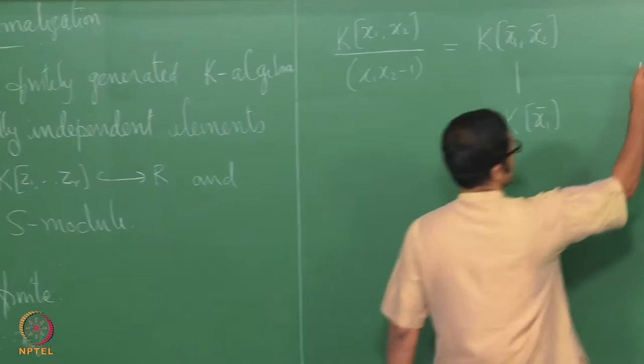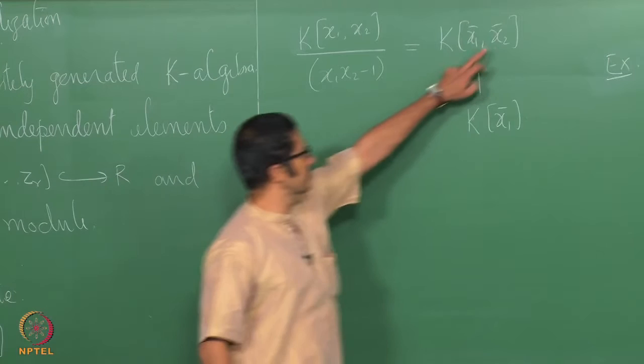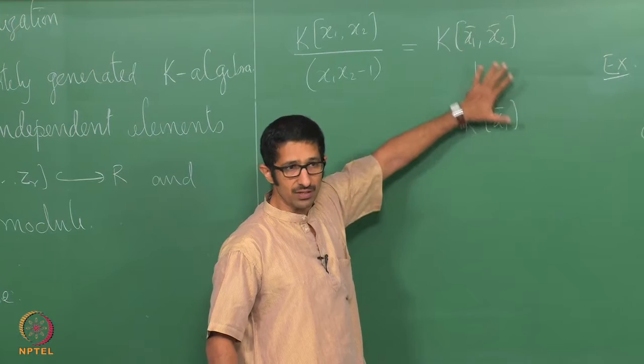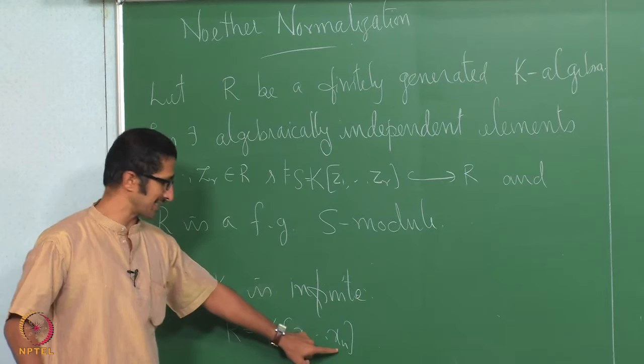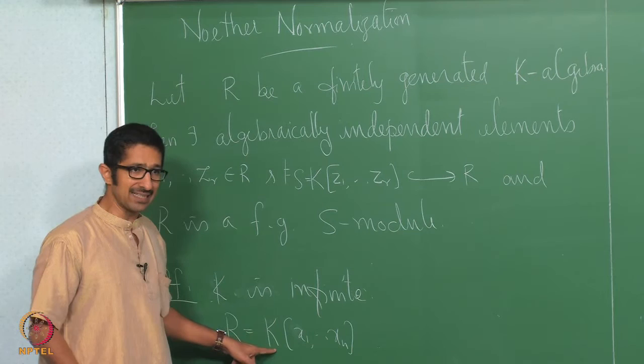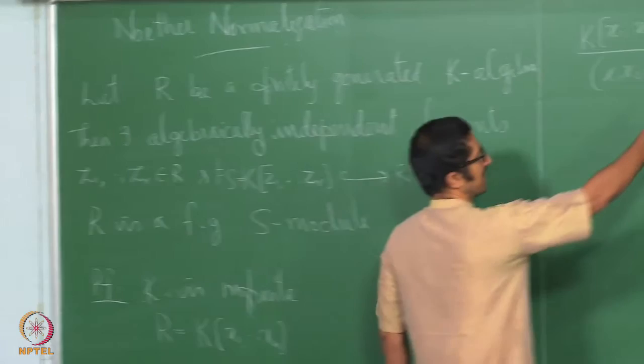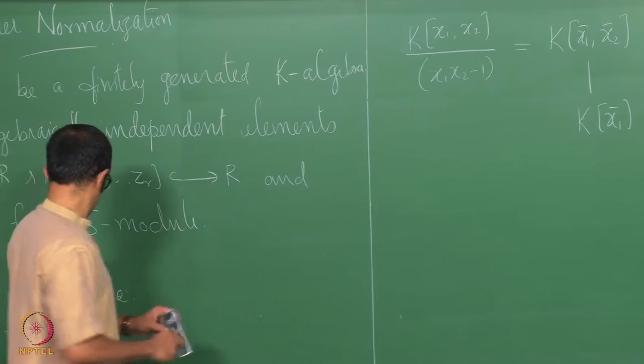So in this case, x2 is not integral over this ring, but it satisfies an algebraic equation. When I write R equal to this form, I mean x1 up to xn are generators of R over K as a K algebra. They need not be algebraically independent. Here x1 bar and x2 bar are not algebraically independent. That is one remark I wanted to make.